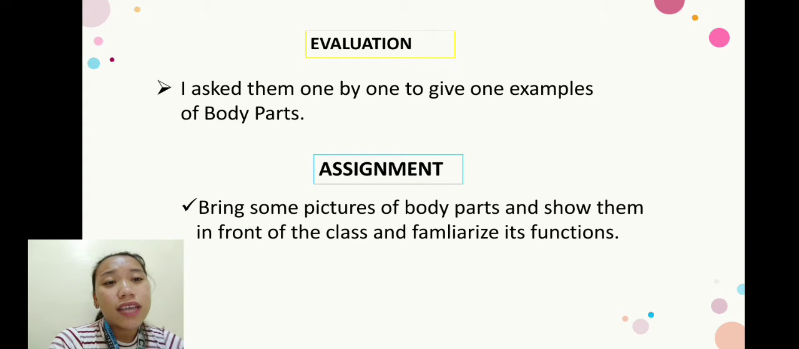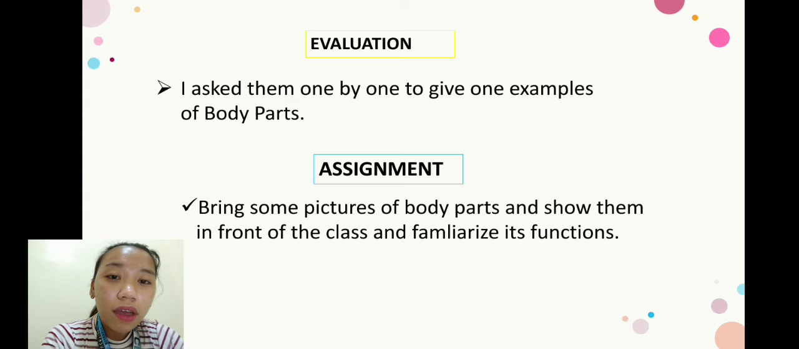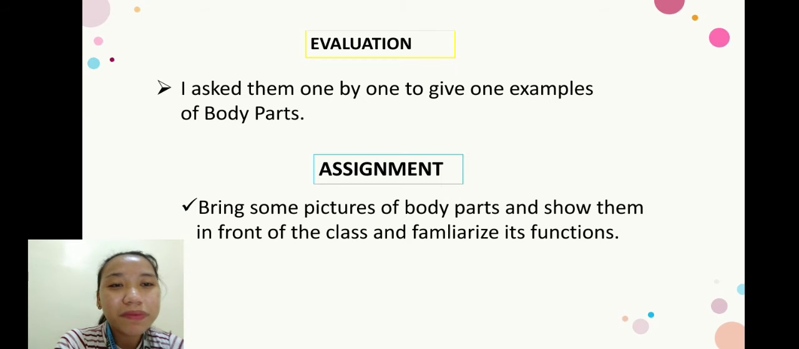And for their assignment, I let them bring some pictures of body parts and show them in front of the class and familiarize its function. So I asked them to get their assignment notebook, and then I let them copy their assignment for tomorrow.